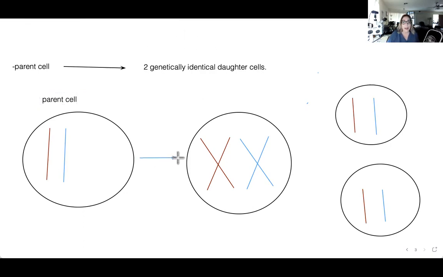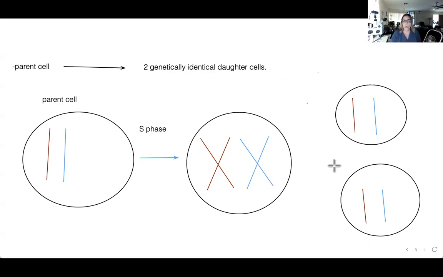Now, we will have S phase of the cell cycle, which hopefully you remember is DNA replication, right? So this is not mitosis. This is part of interphase, G1, S, G2. During S phase, the DNA replicates. If you're confused on that, go back to the presentation on DNA replication. So after S phase, there are sister chromatids for each pair.